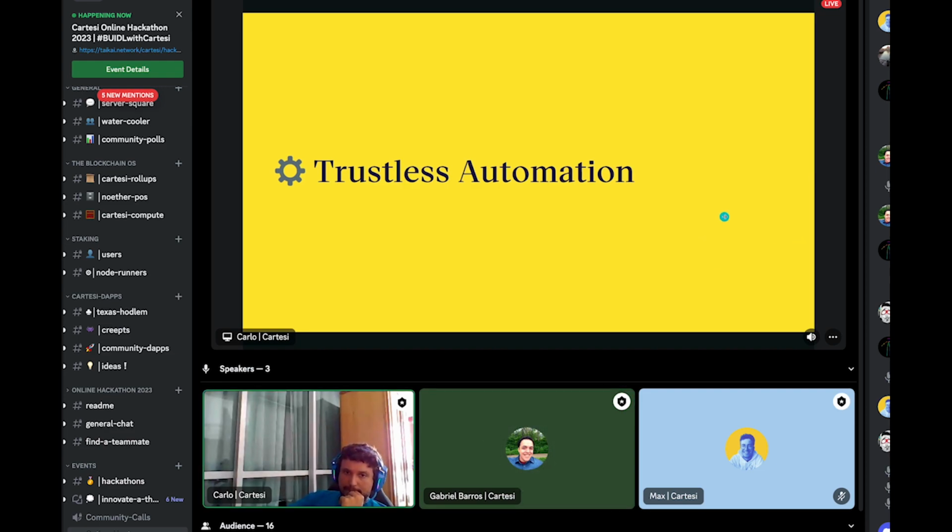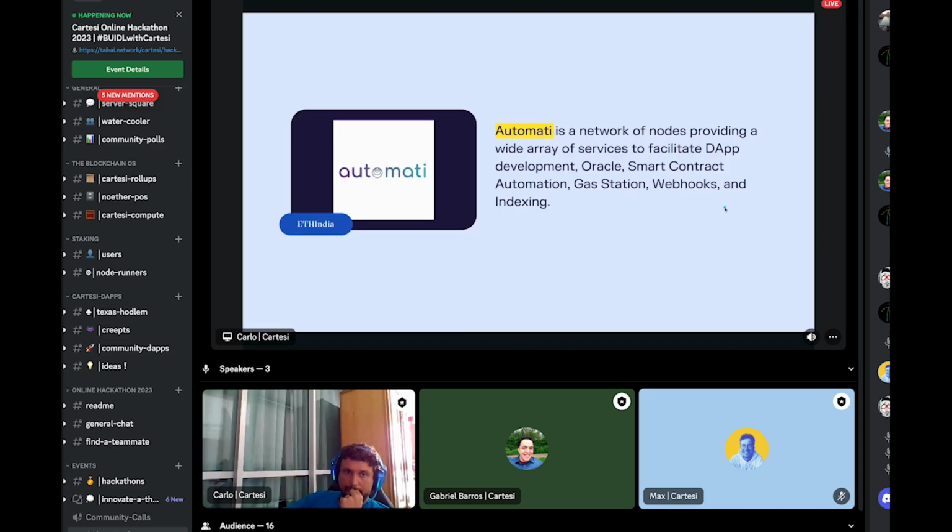Cool. Let's move to trustless automation now. So we had this really interesting project in India called Automatic. It's basically a decentralized if this then that, right? The idea is that you have some random logic that you want executed, like a Python script or shell script or something. And in order to do it in a decentralized fashion and have guarantees that it's being correctly executed, Cartesi is needed. So that's what they do.